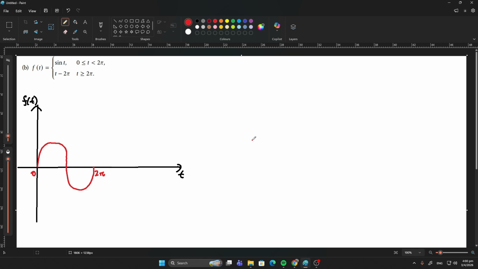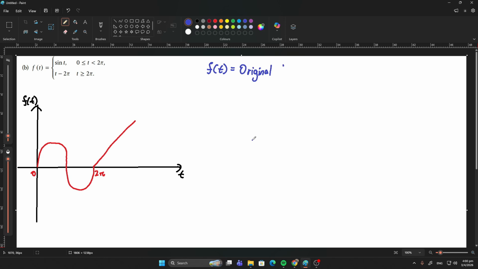Then what does it look like after t is more than 2 pi? It becomes t minus 2 pi, which, if I'm not wrong, is going to look something like this. I think. I'm not too sure, but this is not the main thing I'm trying to go through for this part. So, how do I craft my function?